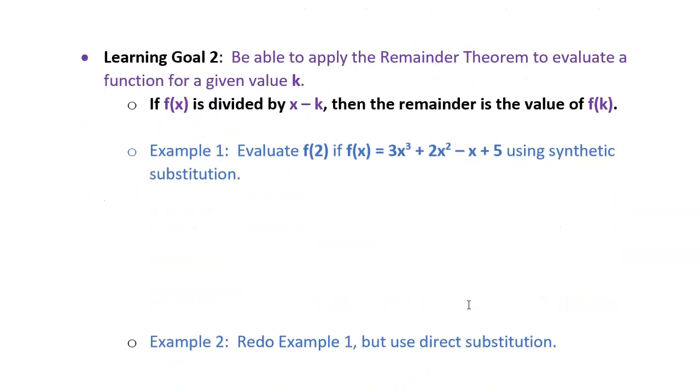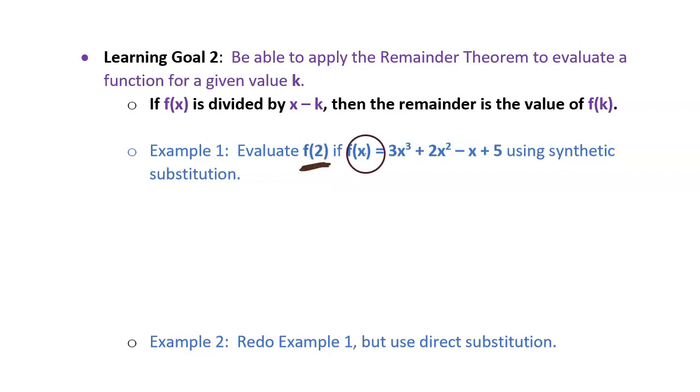Next, learning goal number 2. Be able to apply the remainder theorem to evaluate a function for a given value of k. Here's the remainder theorem in algebra symbols. If f of x is divided by x minus k, then the remainder is the value of f of k. Let's do an example so you see what this is talking about.